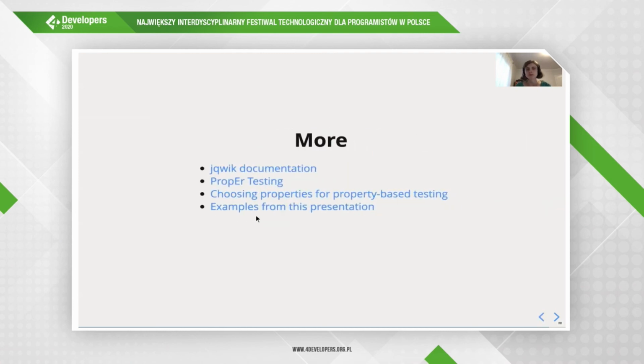If you want to know more, you can take a look at those links. jQuick documentation is really great, and it describes more features of jQuick, which are great and useful. This is a great read. It's about Erlang, but it doesn't matter. The language doesn't matter here. Lots of examples of non-trivial, very smart properties. This one is this list of patterns that you can consult when you're coming up with your properties, and all the examples from this presentation are in the GitHub repo under this link.